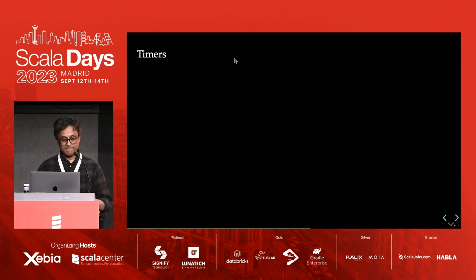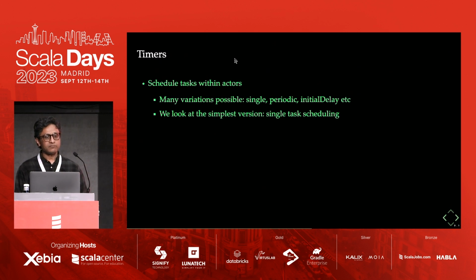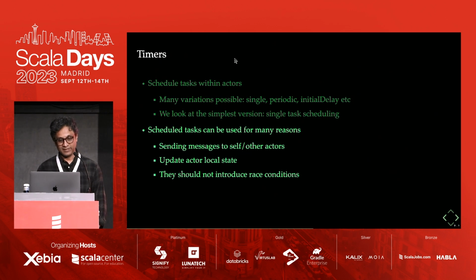Timers. You need a way to schedule things within actors so that you can send messages to yourself or to other actors, and there are variations. You can have a schedule method for a single event, or a periodic schedule with an initial delay, or schedule exactly at a given time, and so on. We are going to implement the simplest version, which is a single task scheduling without any delay.